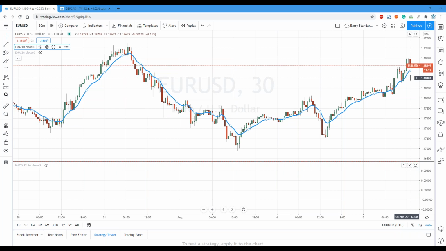Because it happens to be in the Euro US dollar, we can see very clearly on price movement alone what is happening. But a moving average will help us see the movement more clearly. It will help us see a trend. A moving average will also help us stay on the right side of price movement or the trend.